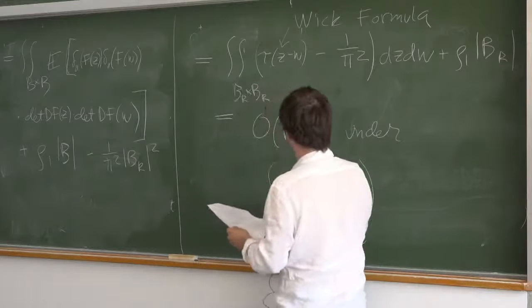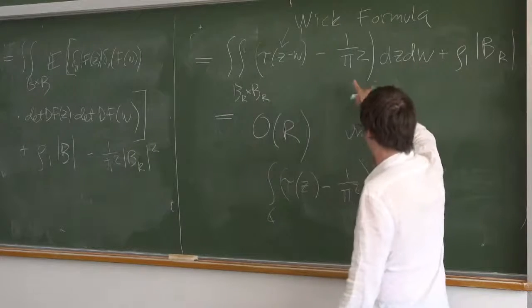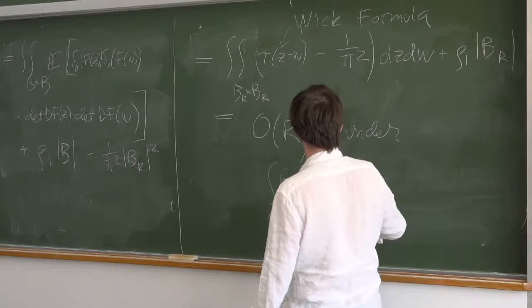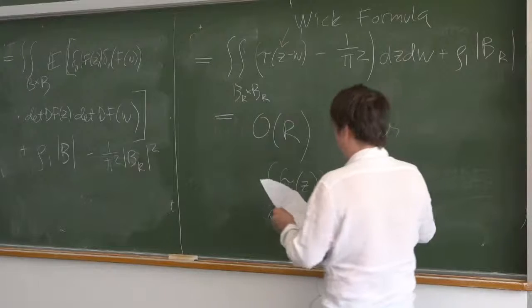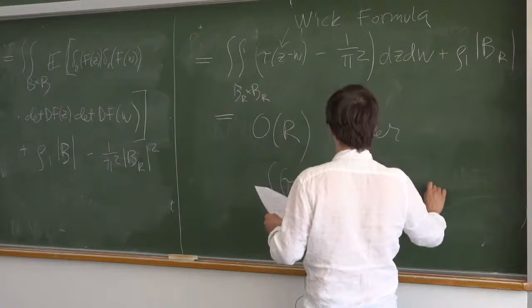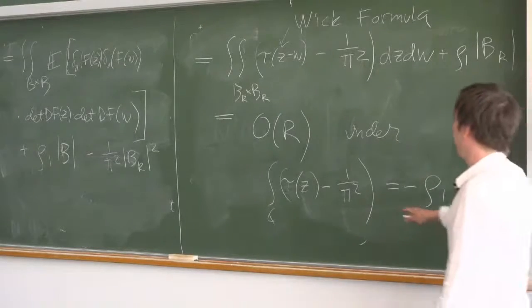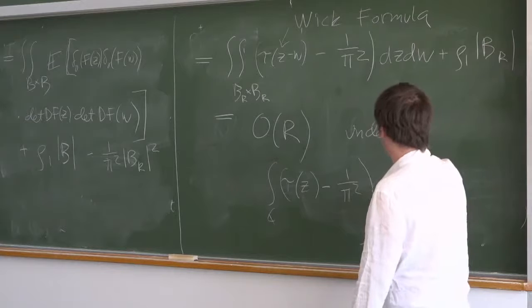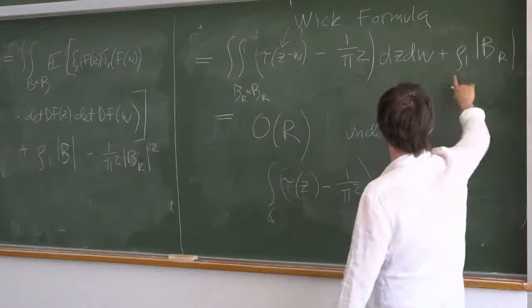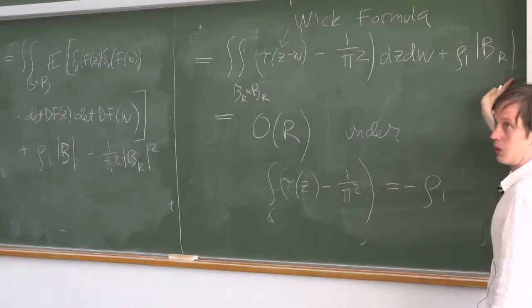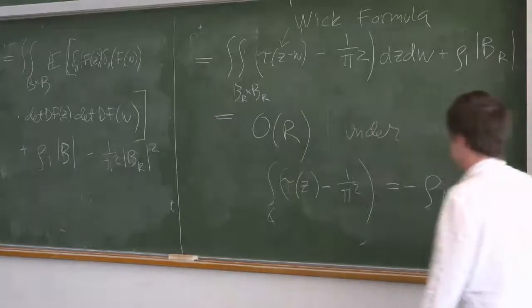So I have this function tau, I integrate this thing, and it's in fact a very quickly decaying function, this guy. This is supposed to be minus rho 1. If I have this relation, then this integral will have a leading order exactly that term, and they will cancel, and then the remaining stuff will be of order R.